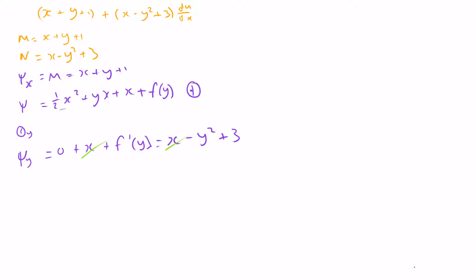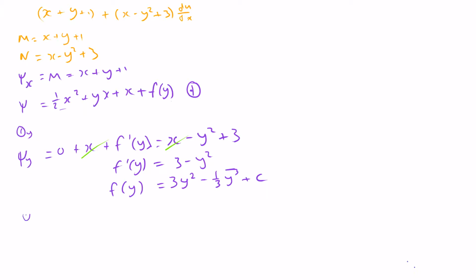Now obviously the x's cancel, so that gives us that f prime of y is equal to 3 minus y squared. If we integrate this with respect to y to find out what f of y is, that gives us 3y minus a third y cubed plus c. And from here we know that c should not be a function of x, because it was a function of y, so all is good.